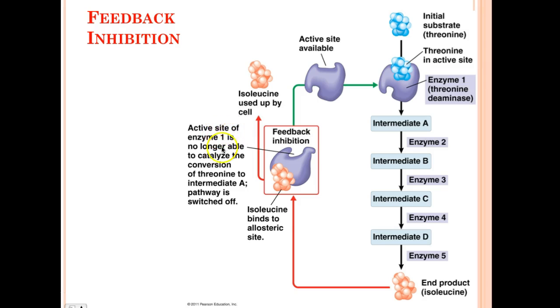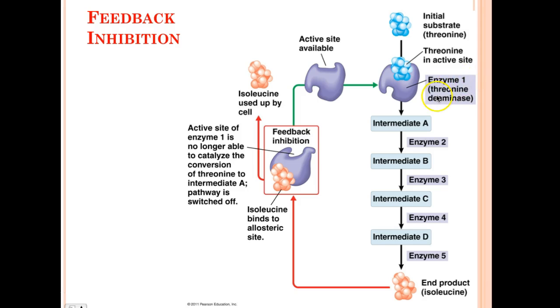Here we have the active site of enzyme 1. It's no longer able to catalyze the conversion of threonine to an intermediate A. The pathway is going to be switched off. So here you have isoleucine. Isoleucine, remember, and threonine are amino acids that are going to bind to the allosteric site of this enzyme. Isoleucine is going to be used up by the cell. Ultimately, this will create the active site. When that's used up, it's going to activate that enzyme, and the initial substrate there, threonine, is now able to come in and bind to the active site of the enzyme.